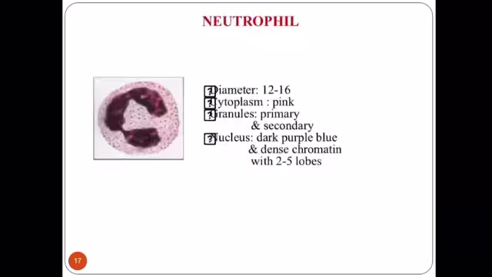Now, how do the cells look on the peripheral smear? First we will see them one by one. First is the neutrophil, which has a diameter of 10 to 16 micron. Cytoplasm is pink, with primary and secondary granules. Nucleus is stained dark purple-blue and has dense chromatin with 2 to 5 lobes. So how to identify the neutrophil? It has a multi-lobed nucleus stained dark purple, a granular pink cytoplasm, and it is the largest cell.